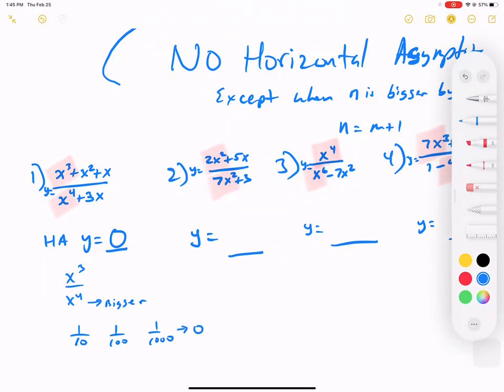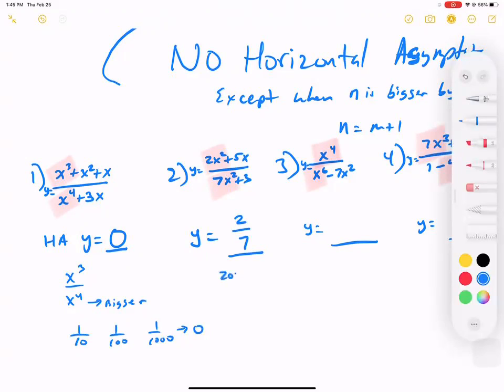Okay, that's the reason. Take a look at question number 2. Are the exponents the same? Is the top bigger, the bottom bigger? If you notice that the exponents are the same, our horizontal asymptote is simply just 2 over 7. That's it, 2 over 7.